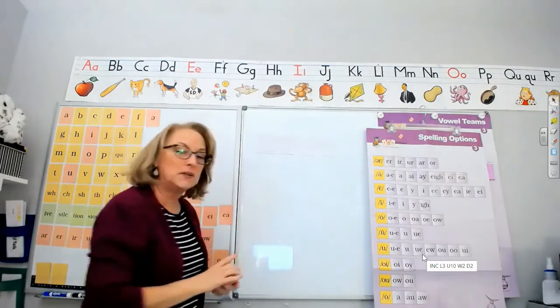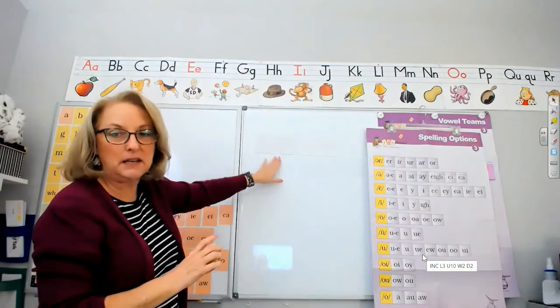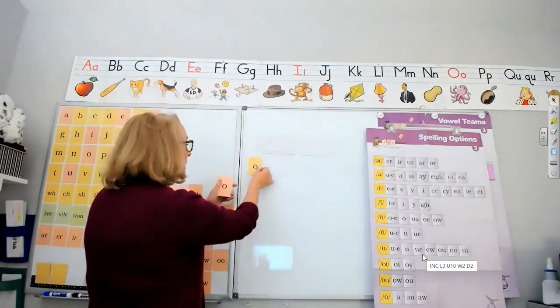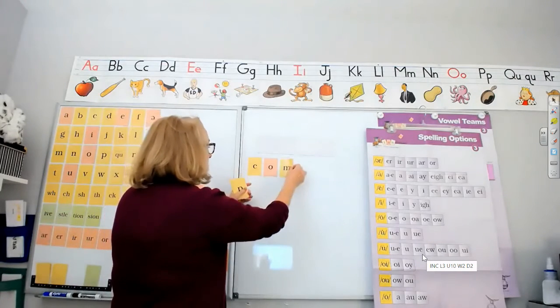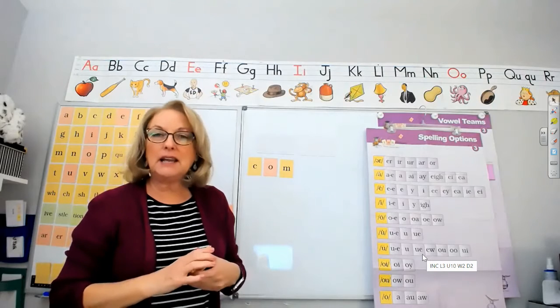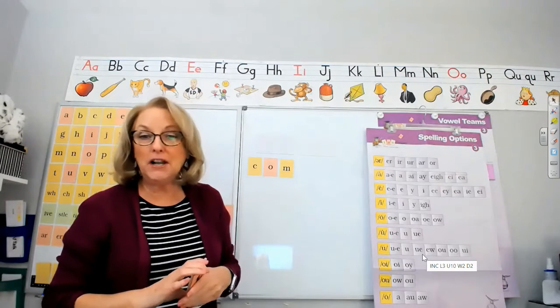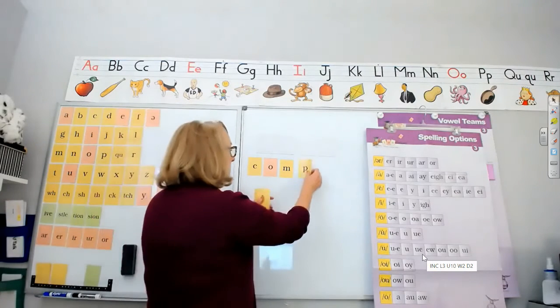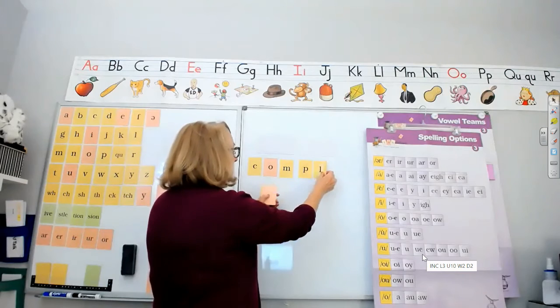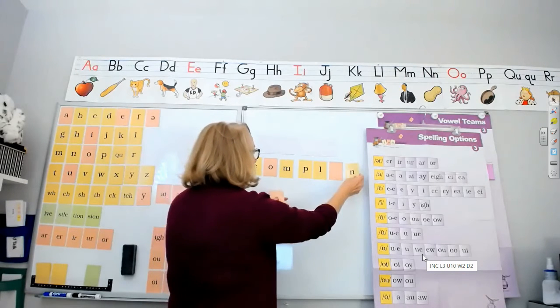Complain. First syllable. Com. How do you spell that? C-O-M. So I'm going to build that. And now my next syllable, plain. Do you hear the spelling option in that syllable? The long A sound. So let's spell it. P-L-A. We'll use a blank. N.